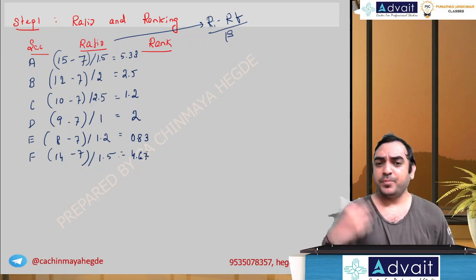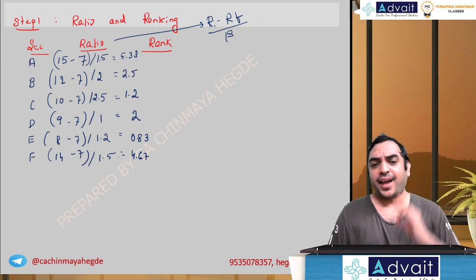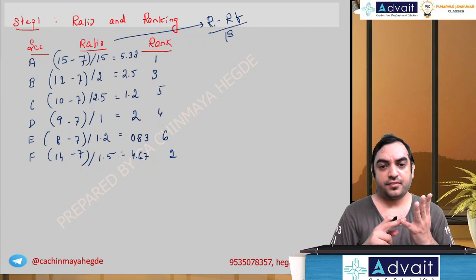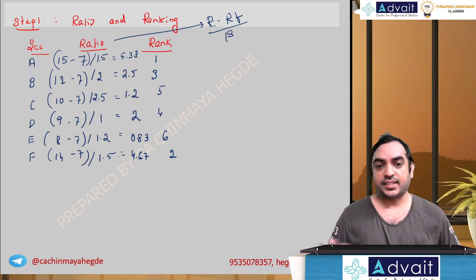Okay, now let's rank them. Ranking is very simple. Do from highest to least. So highest one is 5.33, security A, first rank. Next highest 4.67, that is second rank. Next highest 2.5, third rank. Next highest 2, fourth rank. Next highest C, 5th rank, next to highest, E, 6th rank. So A, B, C, D, E, F, 6 ranks. So 1, 3, 5, 4, 6, 2. That is the ranks.